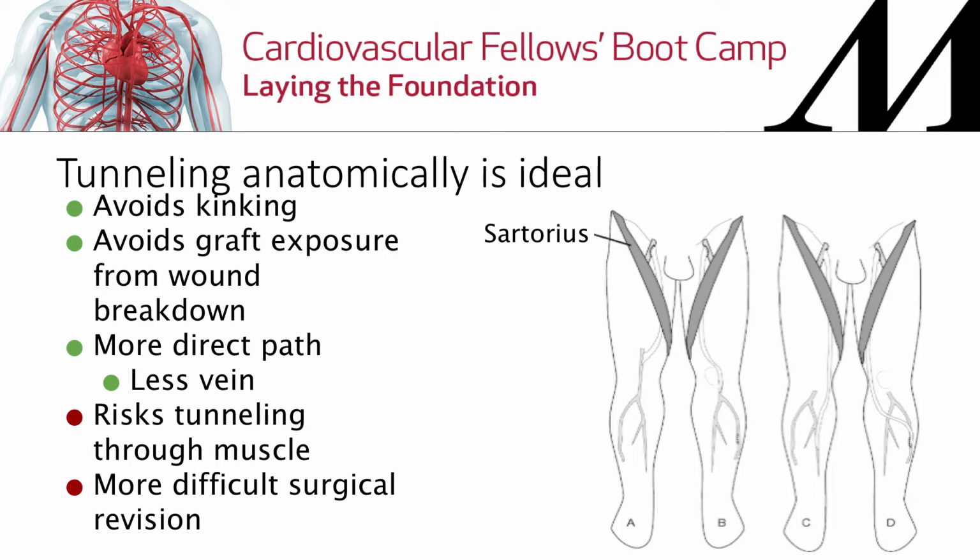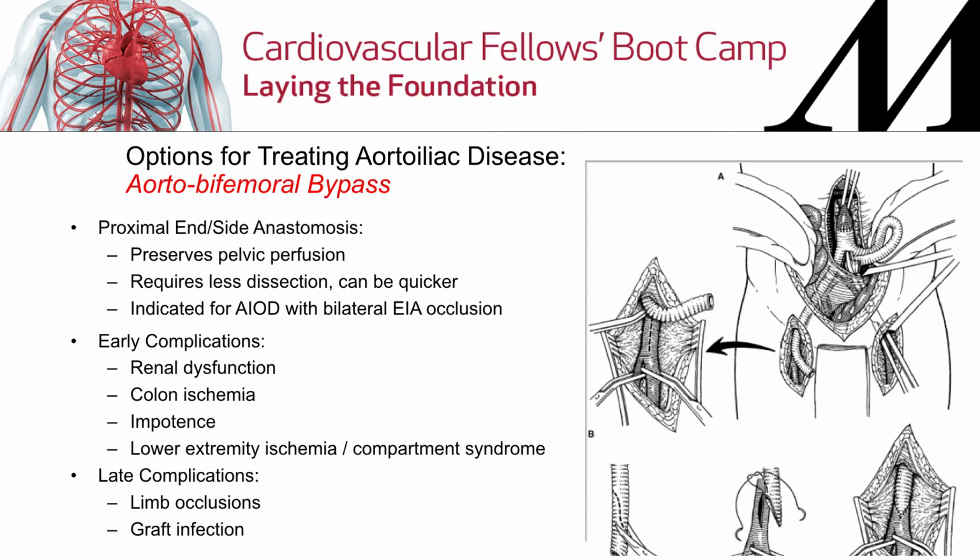It's deeper, prevents it from getting infected, avoids kinking, avoids graft exposure, and it's a more direct path, so you have shorter lengths that are required, less vein. You do risk tunneling through muscle, and it can be difficult when you do surgical revisions. So after you do that, you have several very common operations.